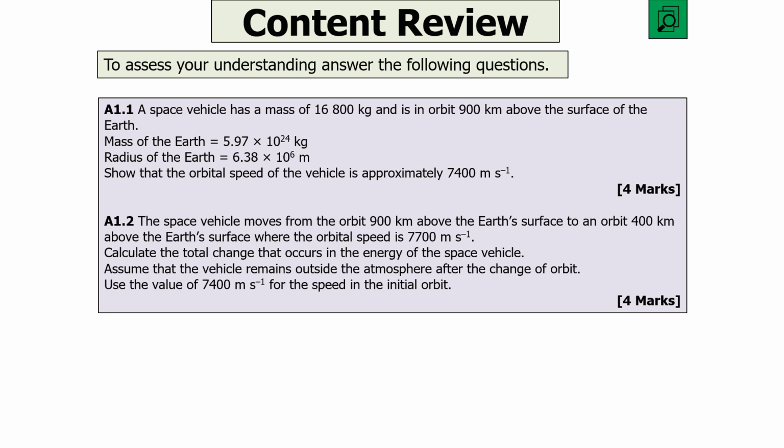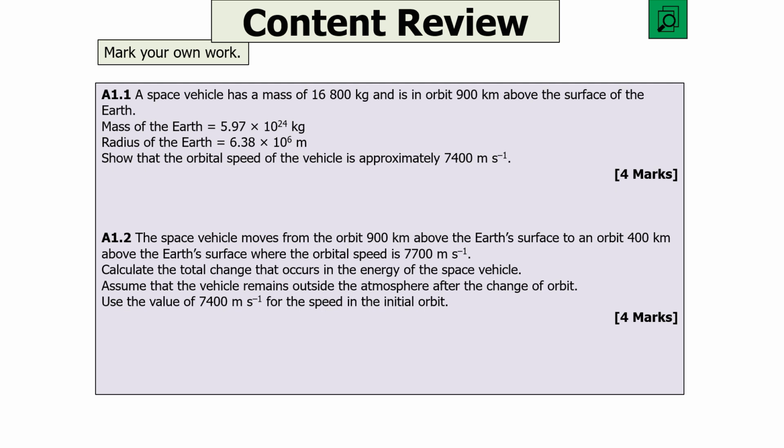Calculate the total change that occurs in the energy of the space vehicle. Assume that the vehicle remains outside the atmosphere after the change of orbit. Use the value of 7,400 for the speed in the initial orbit. So pause the video now, then unpause the video when you want to go through your answer.